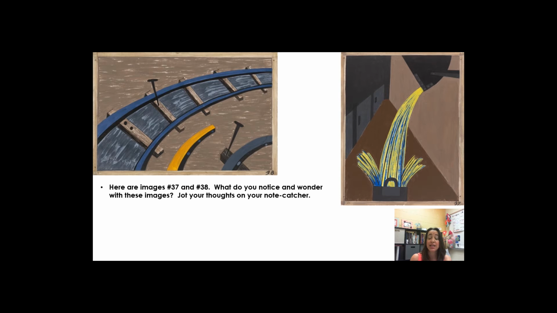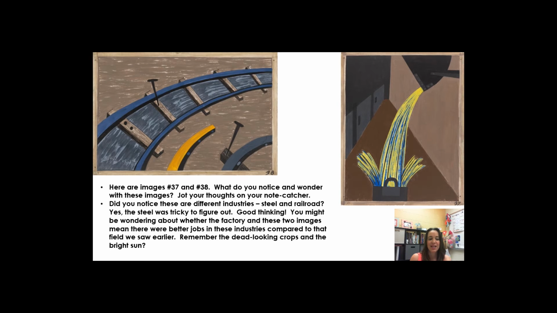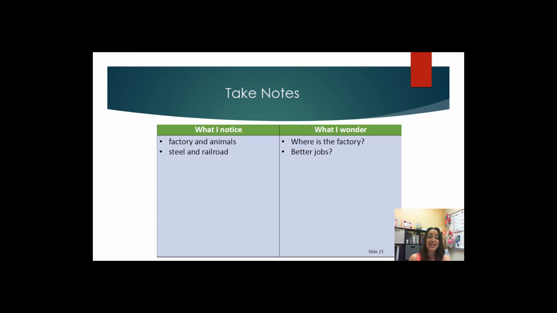Here are images number 37 and 38. What do you notice and wonder about these images? Jot down your thoughts in your note catcher. Did you notice these are different industries, steel and railroad? Yes, the steel was tricky to figure out. Good thinking. You might be wondering about whether the factory and these two images mean there were better jobs in these industries compared to that field we saw earlier. Remember, the dead-looking crops and the bright sun? Let's add this.